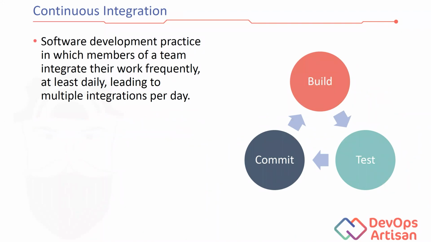So from the point of view of continuous integration, you can think that it's a software development practice where members of a team integrate their work frequently, right? And after each integration is done, this is verified using an automated build or test in order to detect different kinds of integration problems, right? As quick as possible.